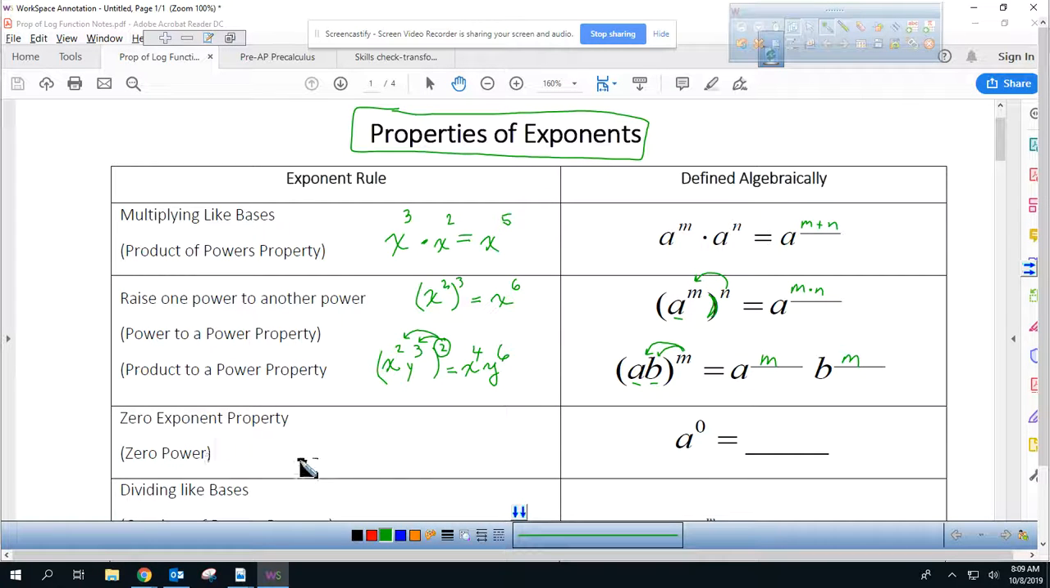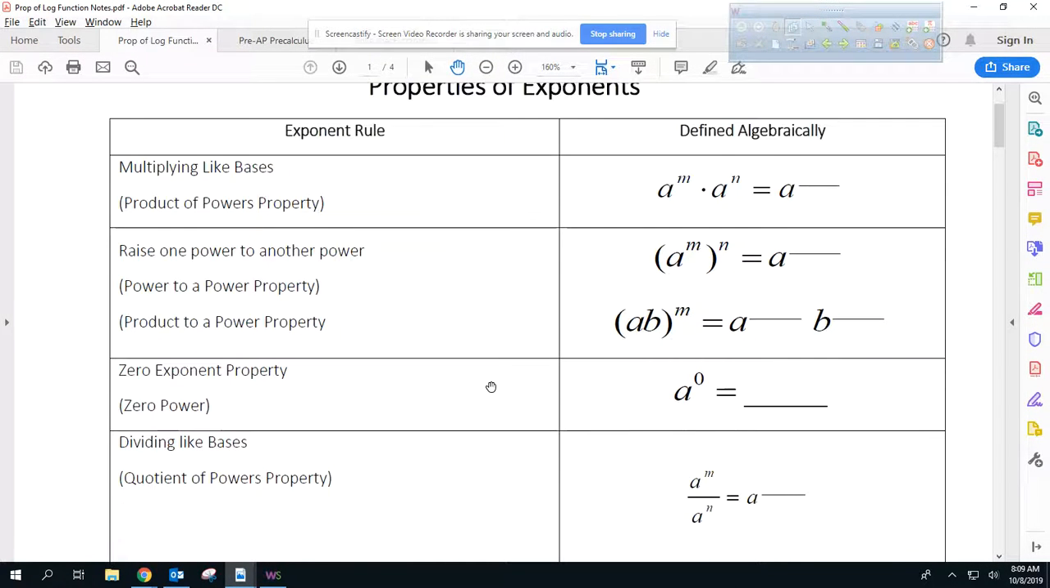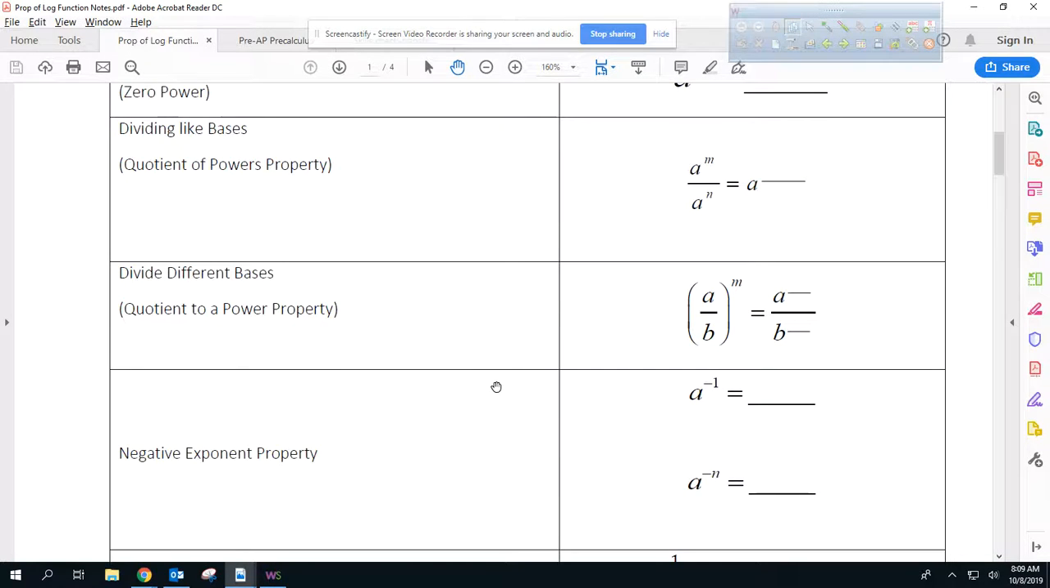All right, next one. Anything that's a power of 0, any base to a power of 0 is always the answer of 1. Anything at all. Okay, so that's just a common rule that you need to know. It's called the 0 power.